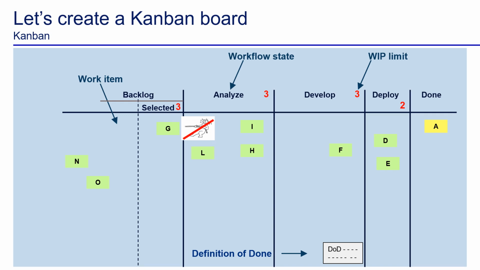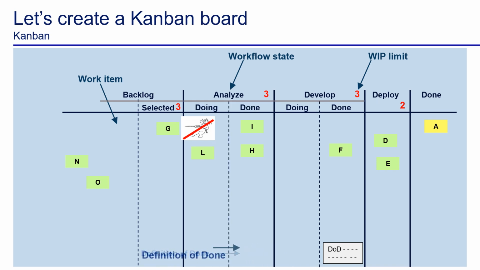If we want to achieve a pull system, we can split each column. We can then have a doing subcolumn for the work in progress and a done state per workflow step. This done state serves as a kind of backlog for the next step, thus creating pull. We do the same with the analyze column. We can create a definition of done per workflow state, describing what is done when we finish the analyzing step.